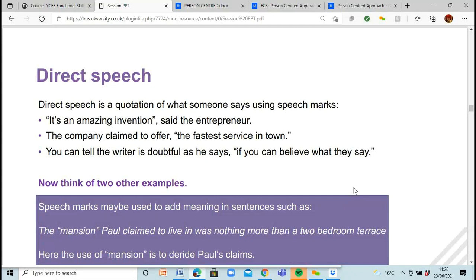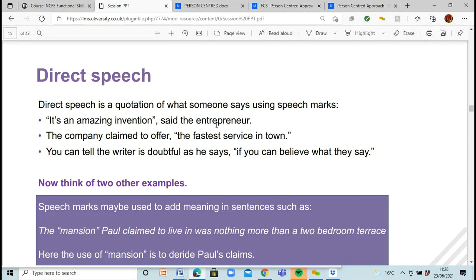And then we've got direct speech. Direct speech is a quotation, and they're saying it using speech marks. In most of the activities that you've seen, you will have seen some text with direct quotes, and then you'll have the speech marks on there. So, it's an amazing invention, said the entrepreneur. So this is him talking about himself.